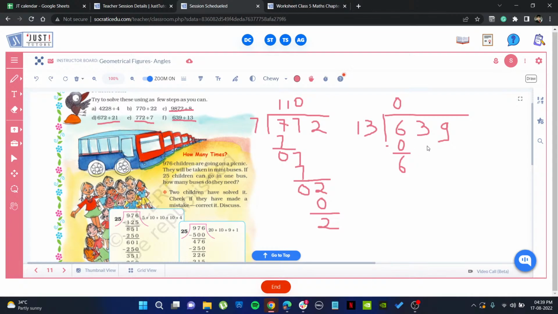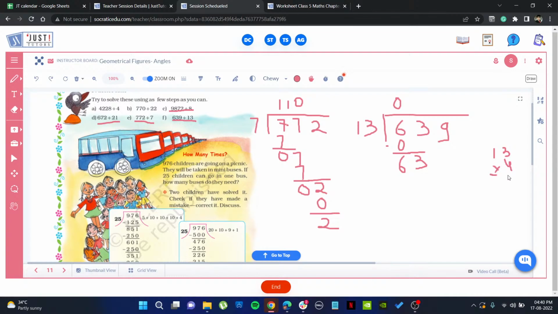Now the next step is to bring it down. We will bring this 3 down and our number becomes how much? 63. So we should think of a number so that if you multiply it by 13, we get a number near to 63. What could be that number? Would it be 4? Let's check it out here. 13 times 4.